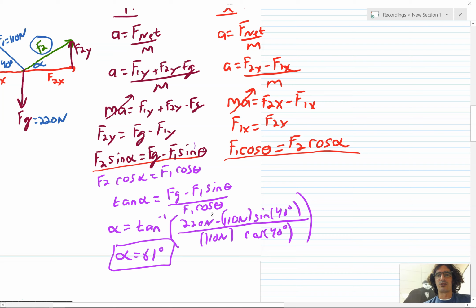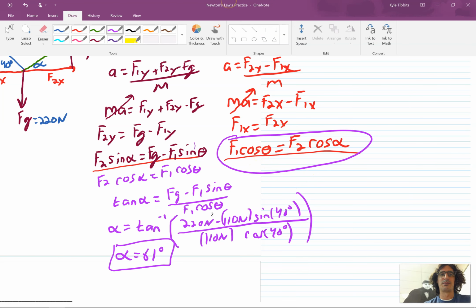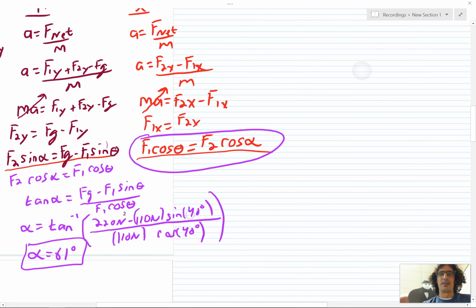Let's look at the smaller equation. f1 cosine theta equals f2 cosine alpha. Now that we know alpha, we can divide both sides by cosine alpha and solve for f of 2. That brings us to f of 2 equals f1 cosine theta all over cosine alpha.